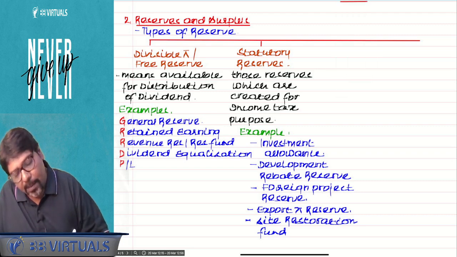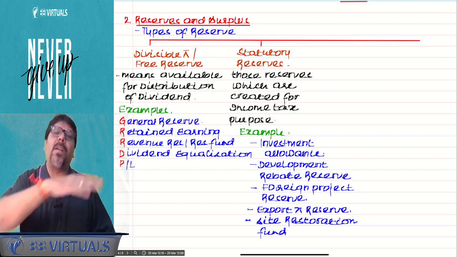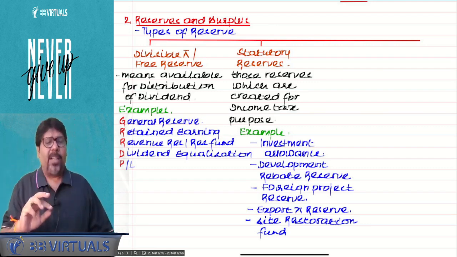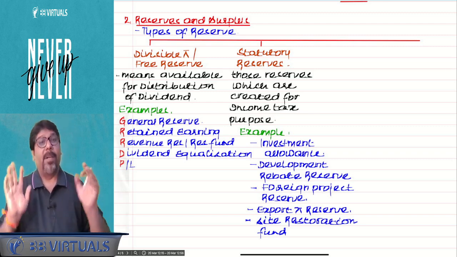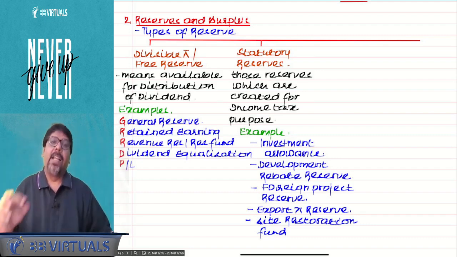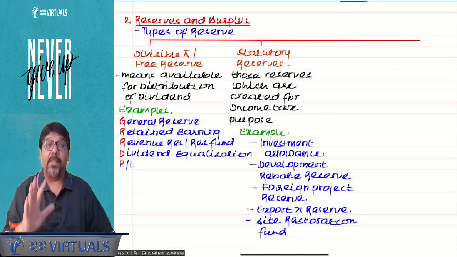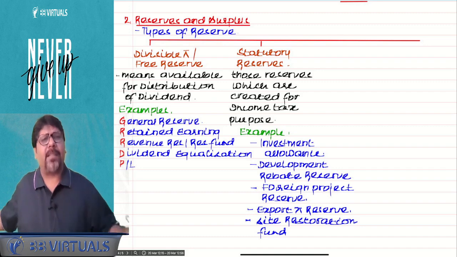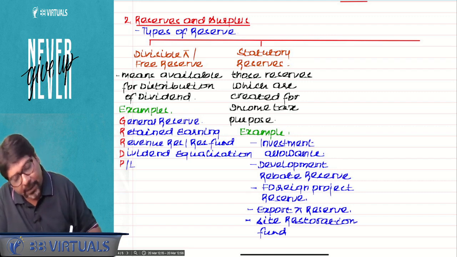So do we need to remember the breakup? Yes, divisible profits will require it not only in this chapter but in many chapters. Statutory reserves we'll study once again later, and that time again we'll write the names. But if you remember from the start that there are three types of reserves, it should be clear in your head: one is divisible profits, which are available for distribution of dividend; one is statutory reserves, created because of income tax requirement; and last but not least is other reserves.